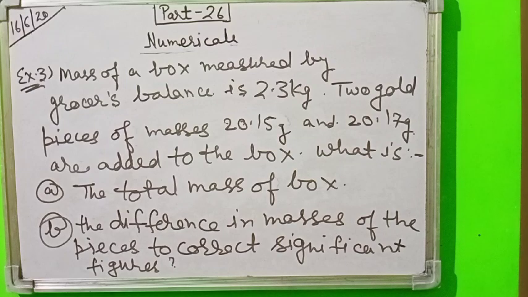Here in the question, mass of the box is 2.3 kg. 2 gold pieces of mass 20.15 gram and 20.17 gram. First of all, we have to convert it into kilogram, and then we have to add all the three masses. Then we will get the total mass, and after that we will calculate the difference of masses between both the gold pieces. So look here at the solution.